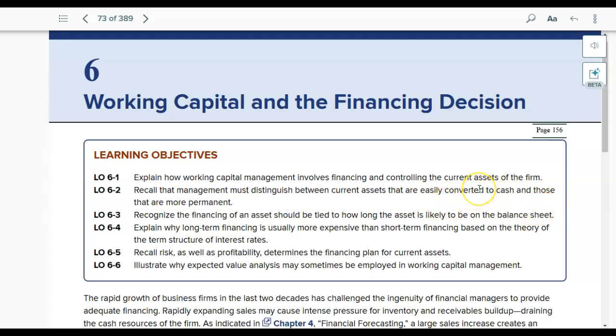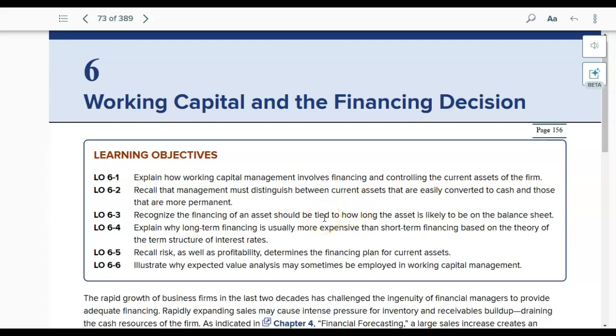Explain why long-term financing is usually more expensive than short-term financing, based on the theory of the term structure of interest rates, which is one of those basic financial concepts. I want you to really understand that. It's not too hard to understand, but make sure you get a solid understanding of it, because that structure is really important in how we look at these and future topics.